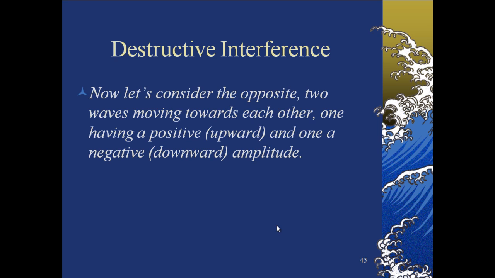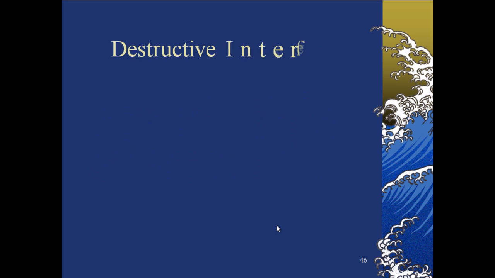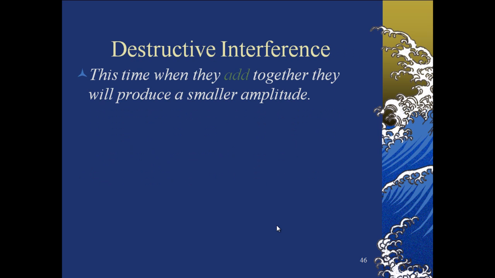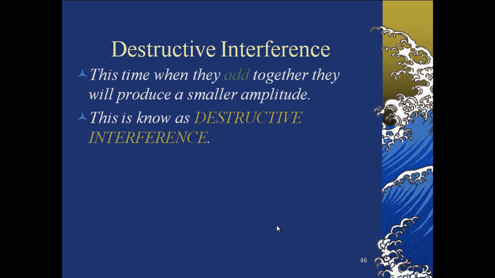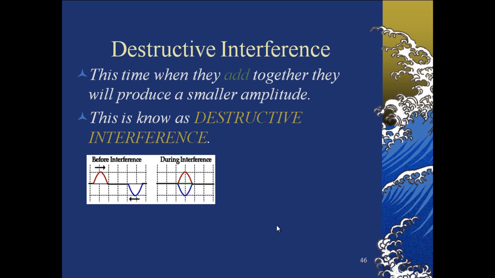But we also have destructive interference. And this is when we consider the opposite. There we have two waves moving towards each other, one having a positive upward and one having a negative downward amplitude. And I'm pretty sure you can figure out what's going to happen when these two guys collide. So this time when they add together, they'll produce a smaller amplitude. And as I said, this is known as destructive since they're going opposite ways, they don't like each other. They cancel each other out in some points.